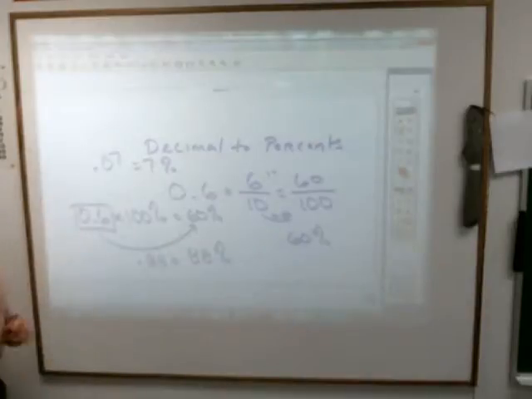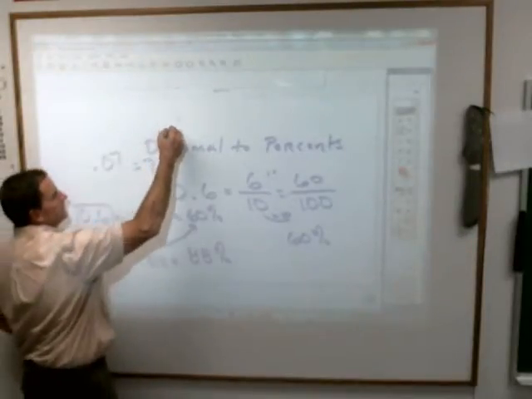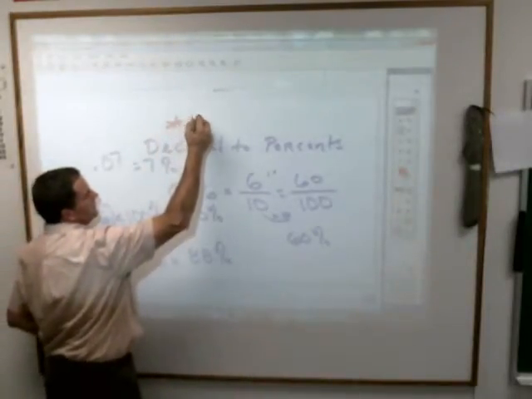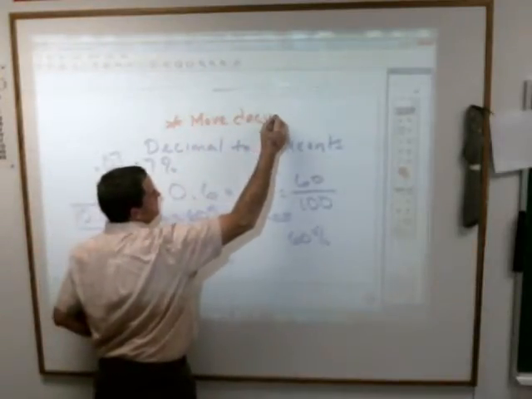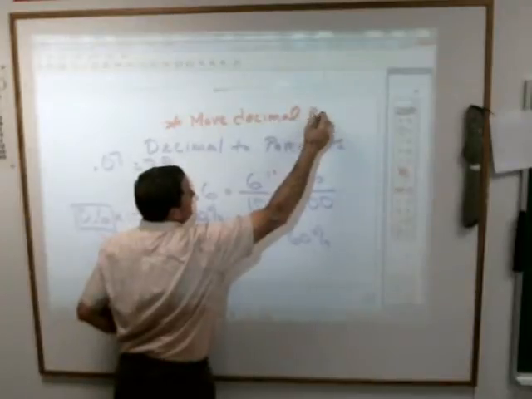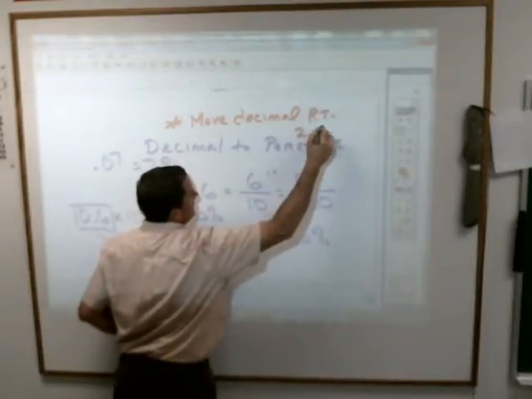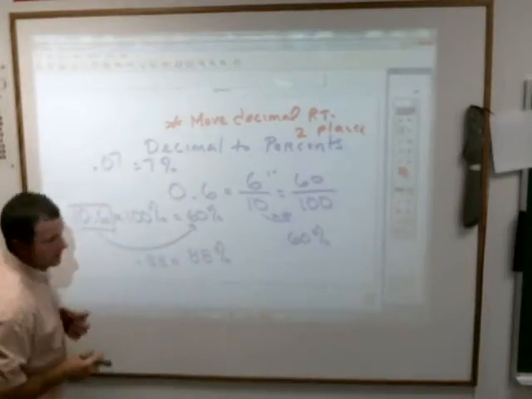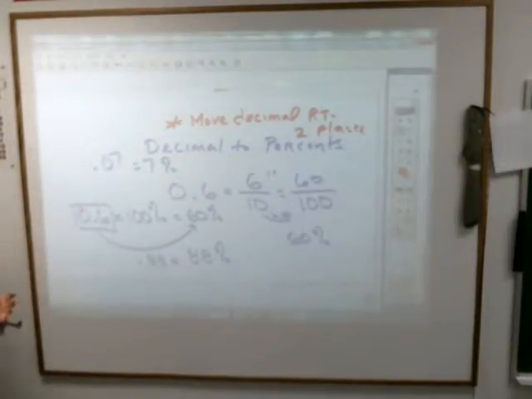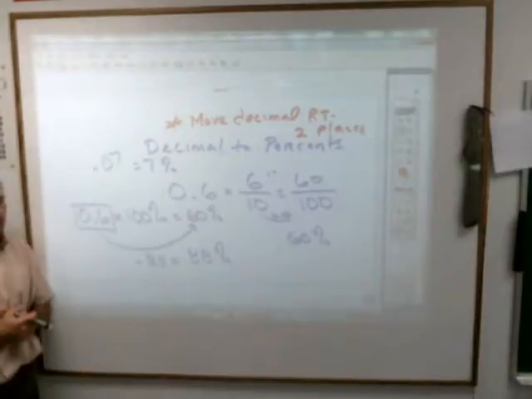To change a decimal to a percent, what's the easiest way to think about doing it? Grace? Move the decimal to the right. Yep, exactly. You just need to move the decimal to the right 2 places. No matter what the number is, if it has a decimal or even if it doesn't, you just move the decimal to the right.